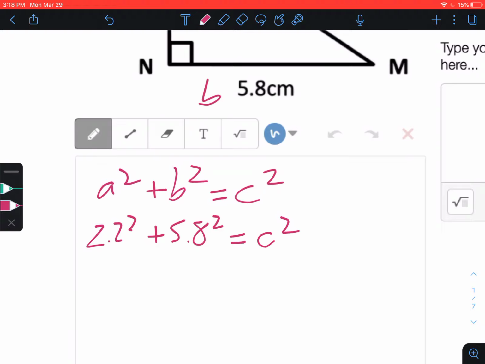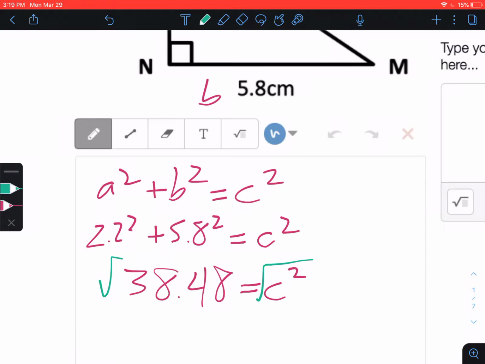You can use Desmos, or you could use an actual physical calculator if you like, but you're going to have to use a calculator for that step. So when I type 2.2 squared plus 5.8 squared into my Desmos calculator, I get 38.48, and that's going to equal c squared. Now I don't want c squared, I want c by itself, so I need to take the square root of both sides.